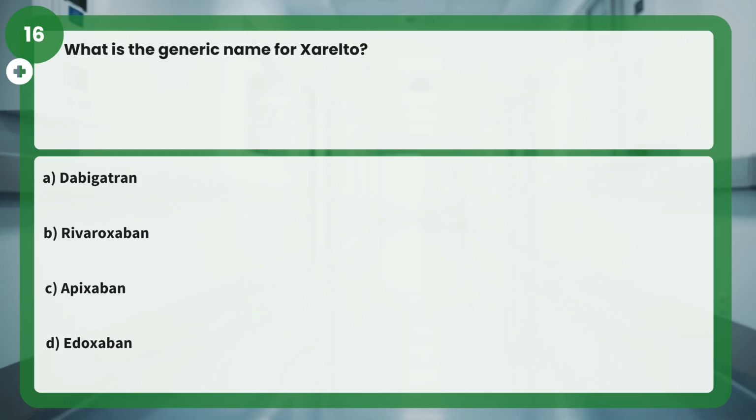Question 16. What is the generic name for Xarelto? A. Dabigatran. B. Rivaroxaban. C. Apixaban. D. Edoxaban.